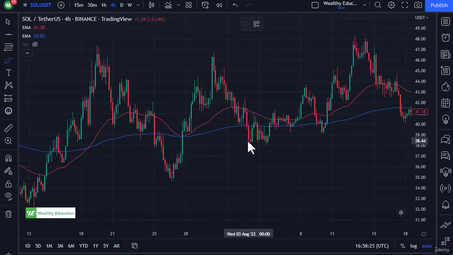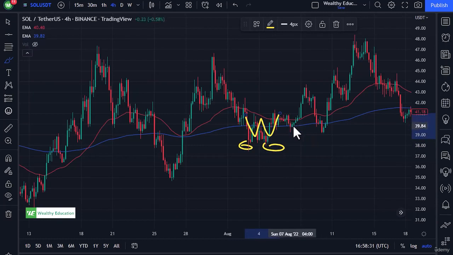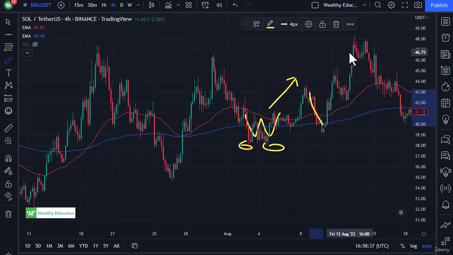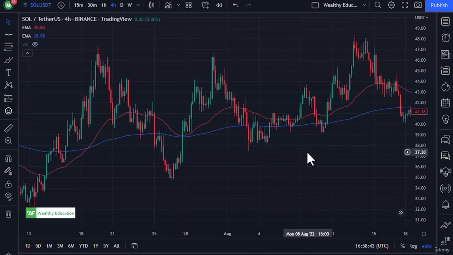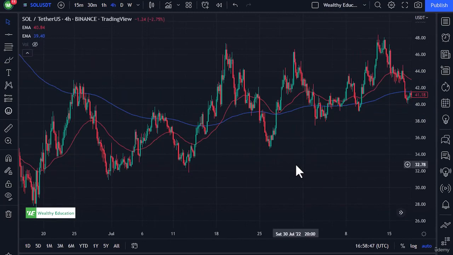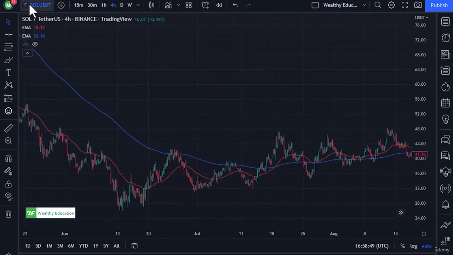Here's one that did, right here at 38. You can see, it did pull back a little bit, but then eventually took off, pulled back again, and then took off. So you can see just how important these can be. And some of them are going to mean more than others.